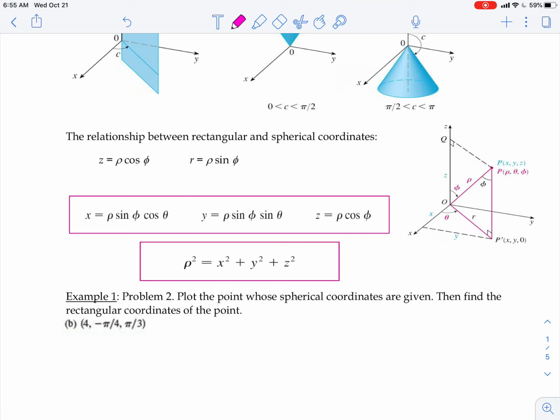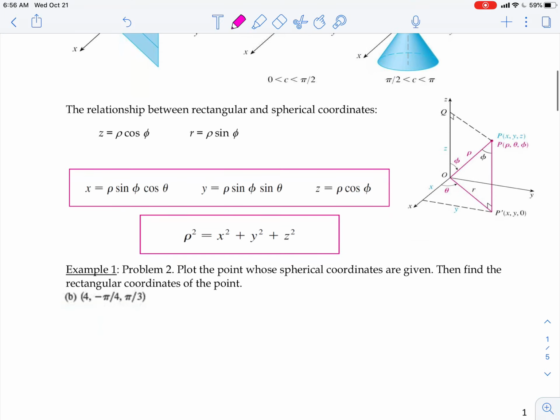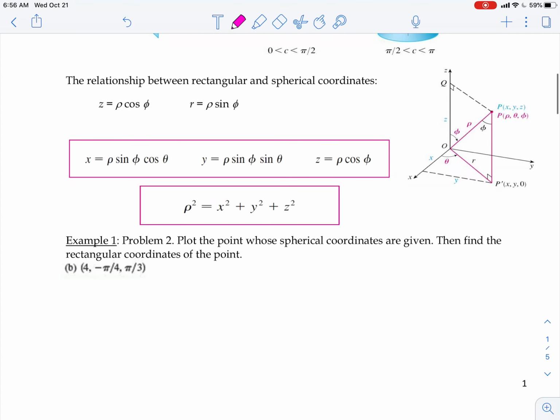So here are a few equations that you're going to want to know. Again, you don't have to memorize these because everything's open notes this year. The relationship between rectangular and spherical coordinates: z is equal to rho cosine phi, and r is equal to rho sine phi. Again, we get that using trig and right triangles. And then the same thing for x, y, and z: x is equal to rho sine phi cosine theta, y is equal to rho sine phi sine theta, and z is equal to rho cosine phi.